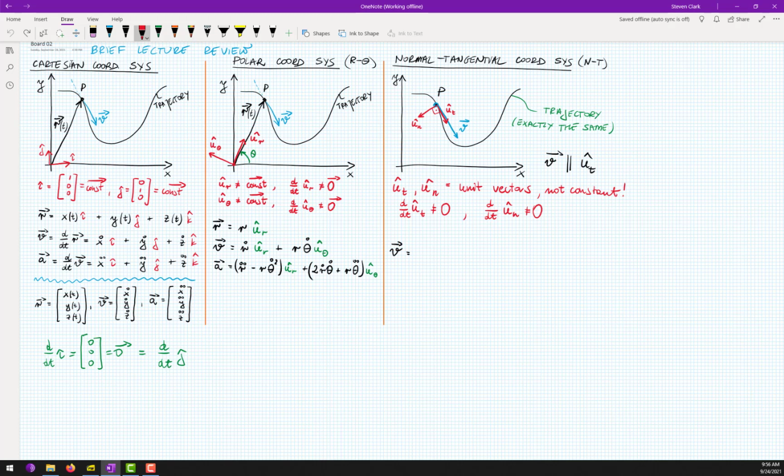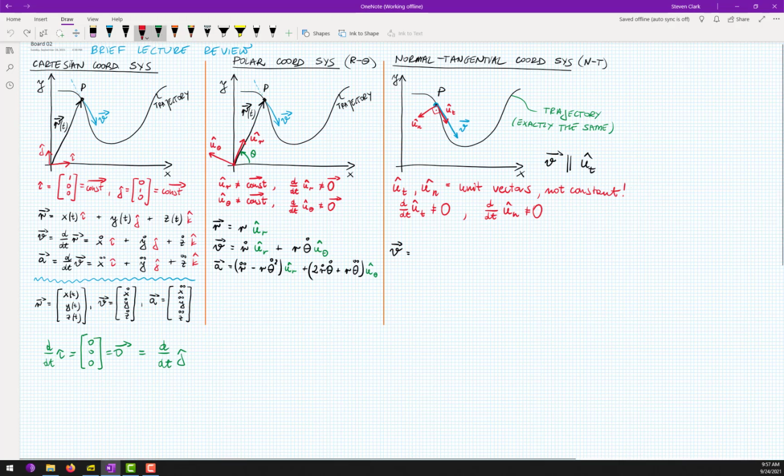So first of all, one more time, in the Cartesian coordinate system we use i and j, unit vectors that are constant, yes? In the polar coordinate system, we use u_r and u_theta, unit vectors that are not constant, yes? And we talked about them last time. Today, we will talk about the normal tangential coordinate system, and we use these two unit vectors to describe the motion, u_t and u_n. Again, they're not constant, and again, their first time derivative is not zero. Okay, we will talk about it more in a second.